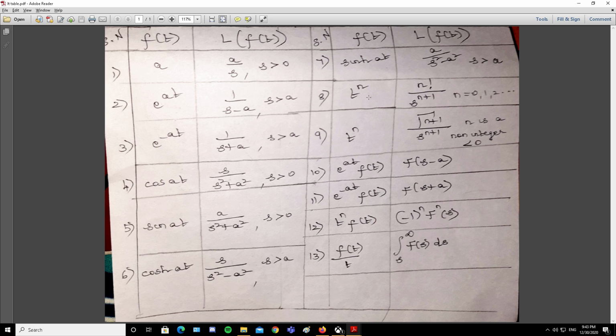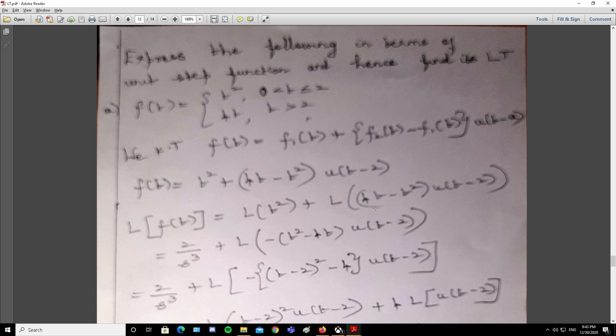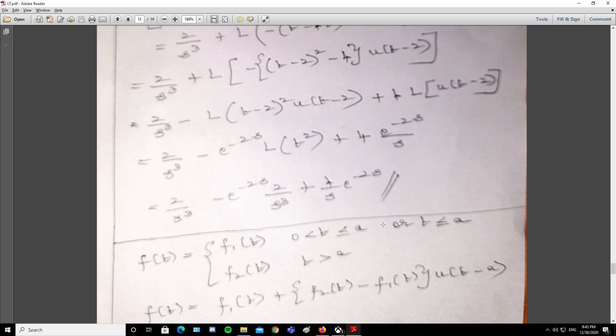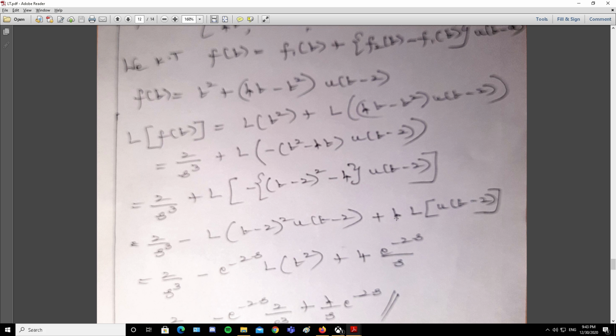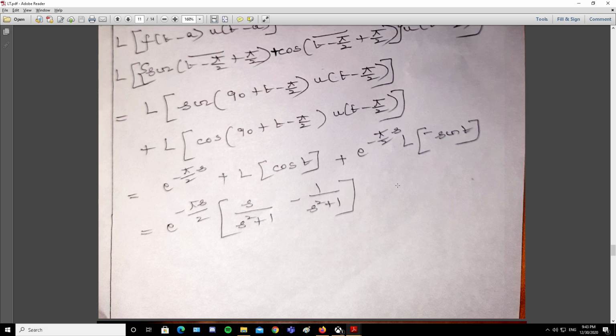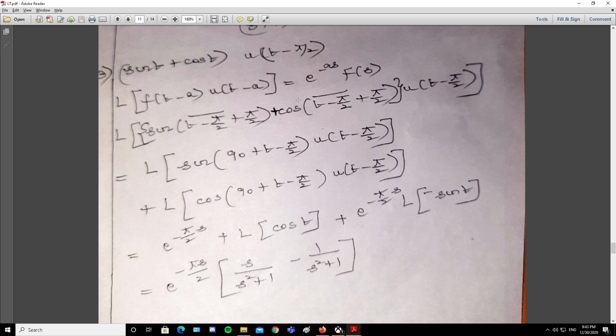What is Laplace of t square? 2 factorial by s cube. That's what we have used here. And here you have the product. Whenever you have the product, you have to make use of Heaviside shift theorem. So what is Heaviside shift theorem? L of f of t minus a into u of t minus a equals e power minus as into L of f of t. So here what is the variable? t minus 2. So here also you should have t minus 2. What is Heaviside shift theorem? L of f of t minus a into u of t minus a equals e power minus as into f of s. You should have t minus a in both.